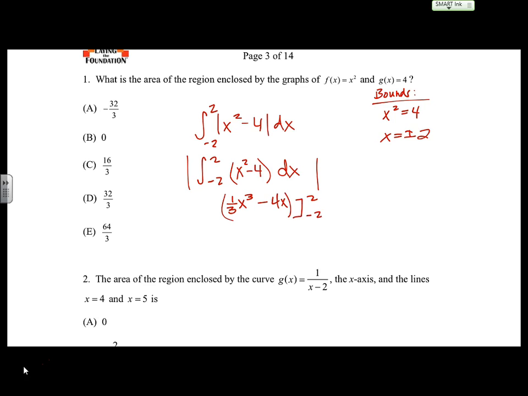Which one goes first? The top one. Good. f of b minus f of a. So I have 1/3 times 2 cubed minus 4 times 2. That's f of b minus f of a. Plug in -2: 1/3 times -2 cubed minus 4 times -2.